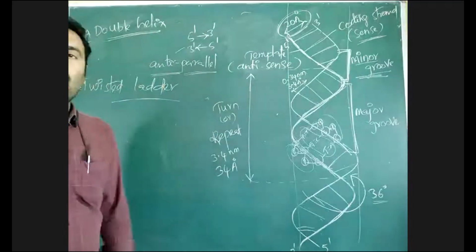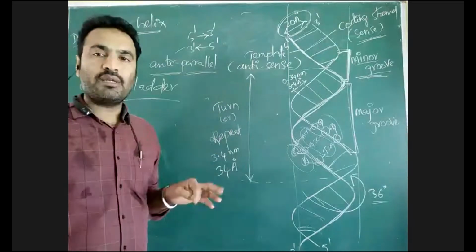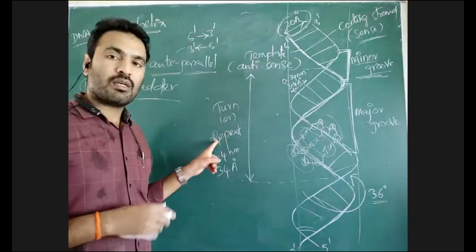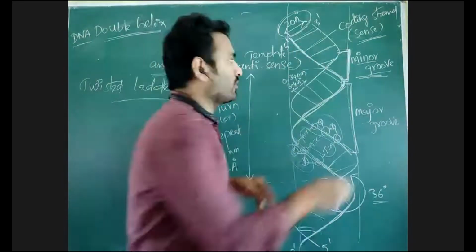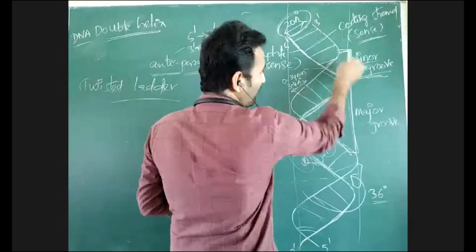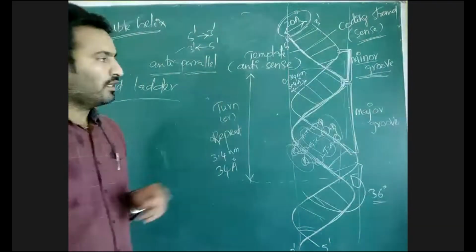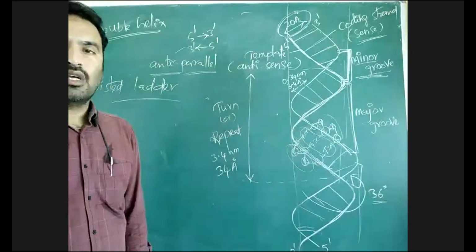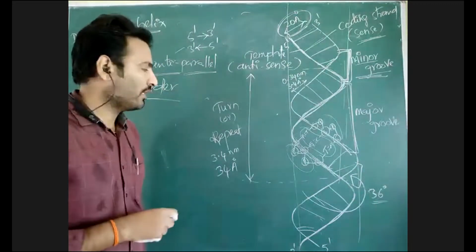A minor groove and a major groove together are called a turn or repeat. One minor groove and one major groove combined are called a turn or repeat, or we can say the length of DNA between two minor grooves. Here is one minor groove, and here another minor groove comes. So the distance between this minor groove and this minor groove is called one turn or repeat. The distance between two major grooves can also be considered one repeat.